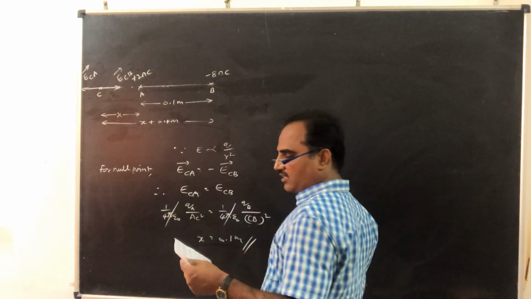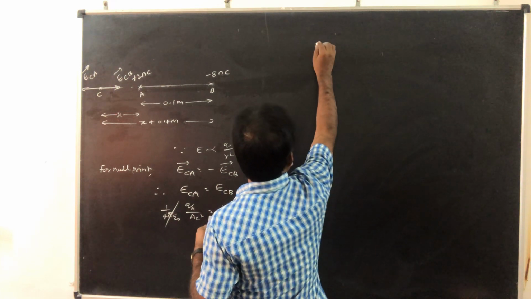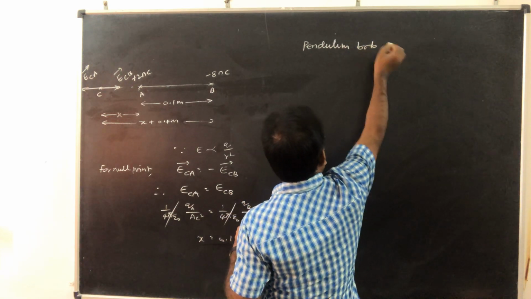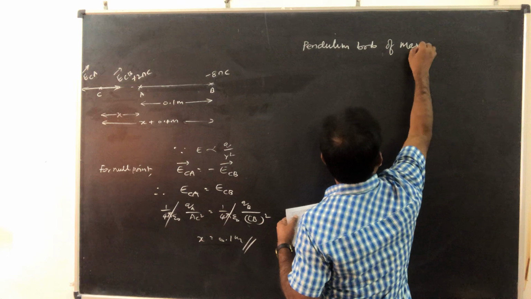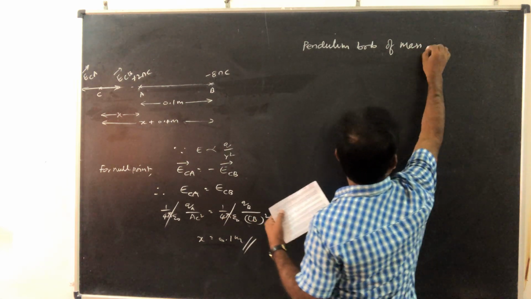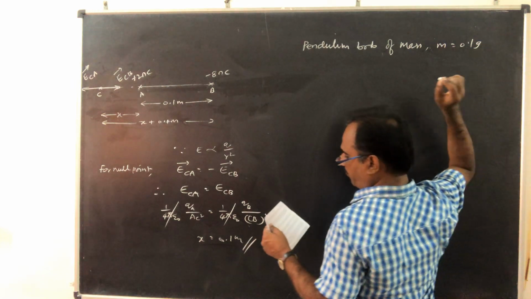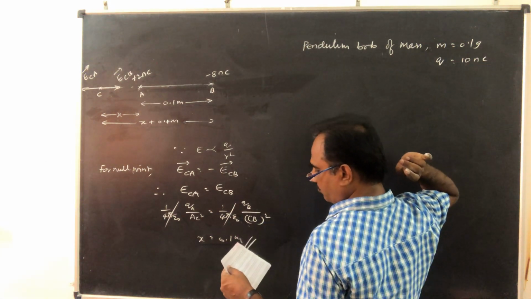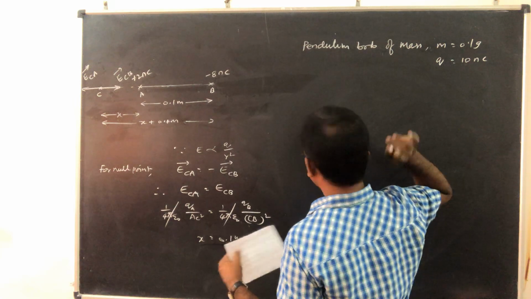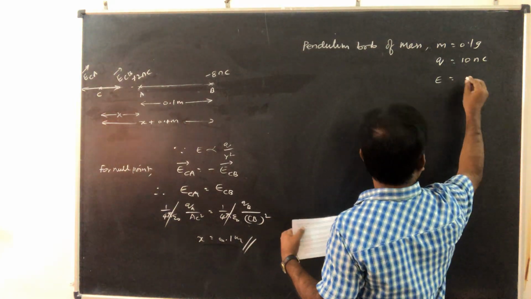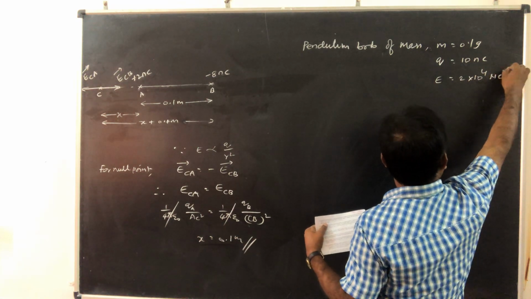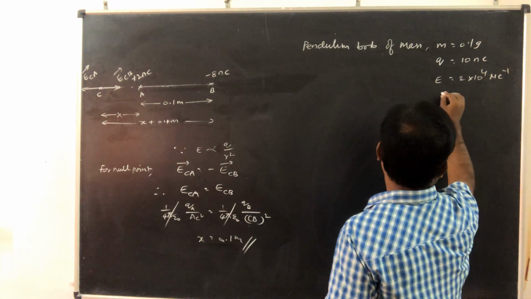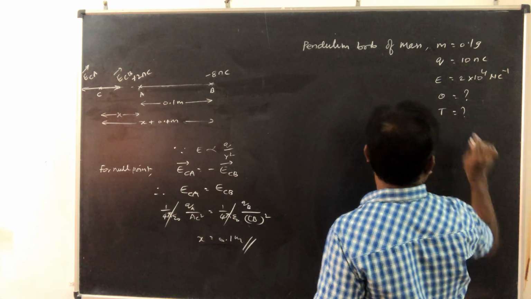In the next problem, it is given that there is a pendulum bob of mass 0.1 gram. It is carrying a charge of plus 10 nanocoulomb. It is at rest in a horizontal uniform electric field of 2 × 10 to the power of 4 Newton per coulomb. Find the angle it makes with the vertical and the tension in the string. You are asked to find this theta and also this T.